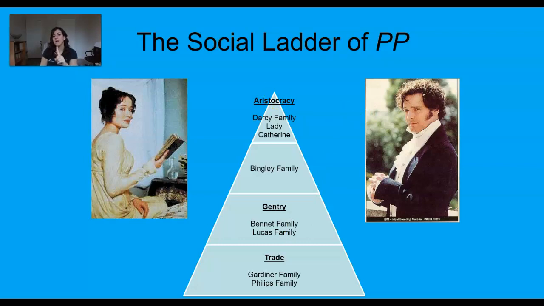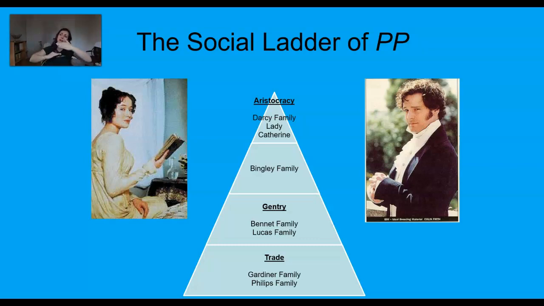Now, here's the irony that I would like to talk about very briefly. The Gardner family. Mr. Gardner is the brother of Mrs. Bennet, Elizabeth's mom. So Elizabeth's uncle is a lawyer. So he works for a living. He's part of the trade class. But Mr. Gardner is wealthier in terms of money than the Bennets are or even the Lucases are.